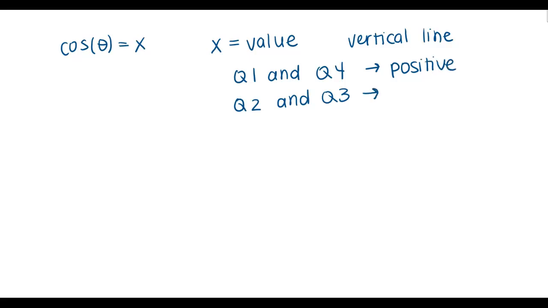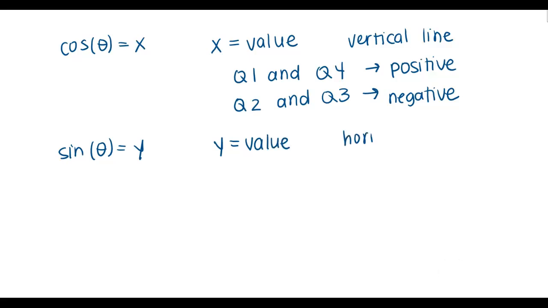We'd be in quadrant 2 and quadrant 3 if that value is negative. Okay, similarly for sine, we're only dealing with our y-axis. So we're looking where y is equal to some sort of value. So this is creating a horizontal line.